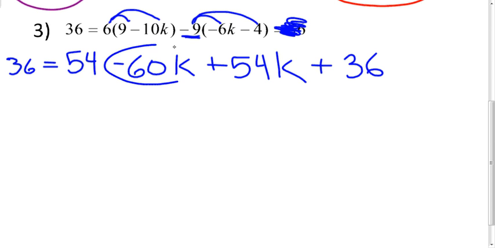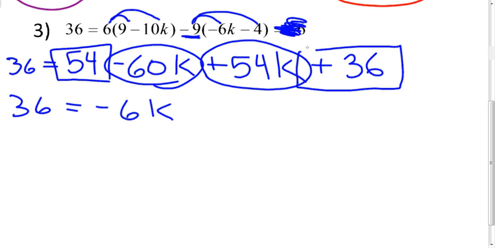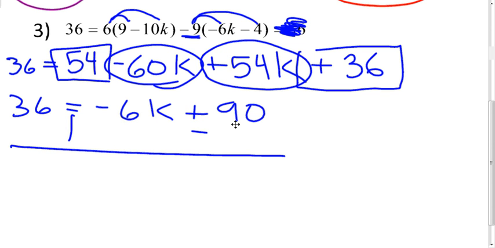I want to combine my like terms. So 36 is going to be equal to negative 60 plus 54, that's negative 6k. And then I have 54 plus 36, which is a positive 90. Now I have a two-step equation. I want to eliminate the constant on the variable side, so it's a positive 90, so I'm going to subtract 90 from this. But I also want to subtract 90 from this side of the equation.